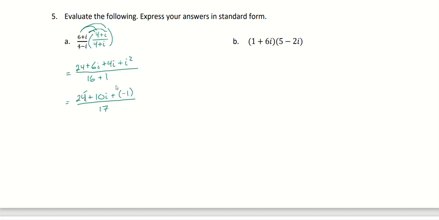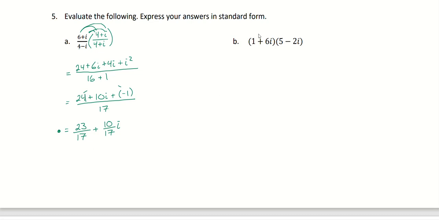And what I recognize is this 24 and -1 are like terms. But because we're in standard form, I'm going to do one additional thing. I'm going to split it up to be the real part, which is 23 over 17, plus the imaginary part, which is 10 over 17. And then it is entirely up to you whether you want to put the i out here like this or attach it to the 10 in the numerator. They're both the same. Stylistically, I prefer it in the numerator, but I've written it this way because I imagine that's how you're going to do it. Cool. We have a complex number in standard form.